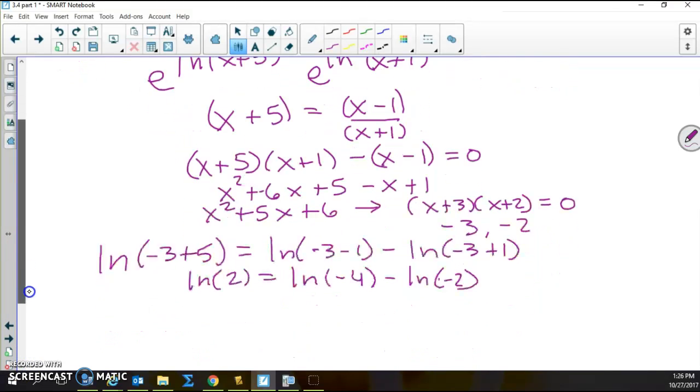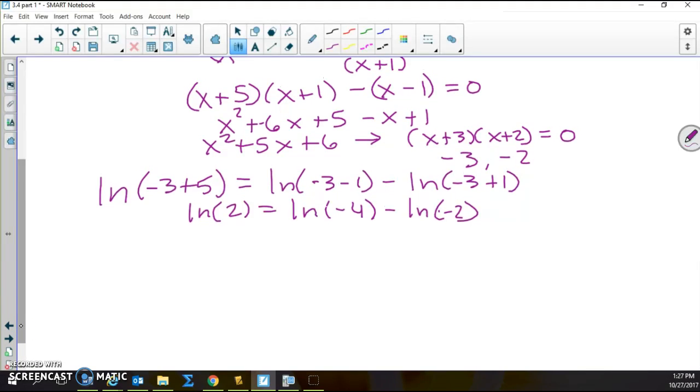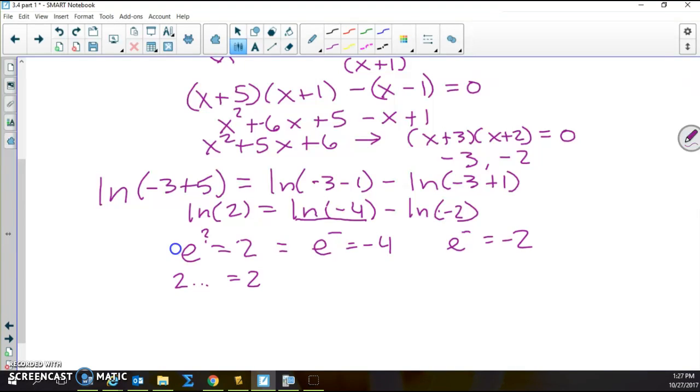So we can see right off the bat, we can take the natural log of 2. It's saying e to what power is 2? The base, 2.718 and so on, to some power is 2. Well, that makes sense. But if we look on the right hand side of the equation, we're saying e to what power is negative 4, followed by e to what power is negative 2. And we know if we take that positive base e, there's no power that will lead us to a negative solution. So we have two extraneous values.